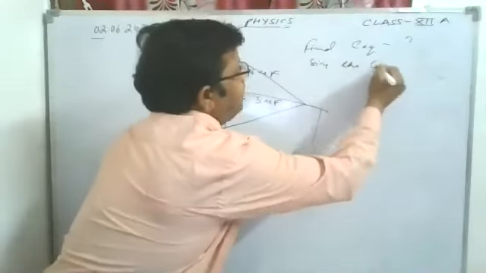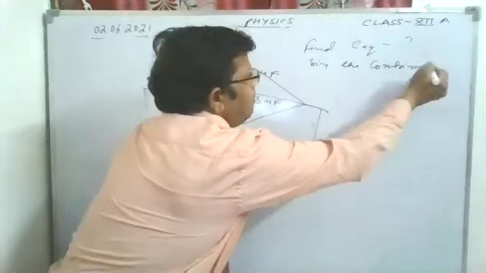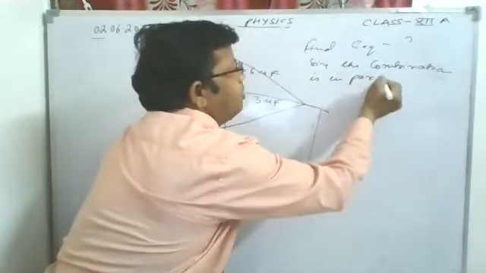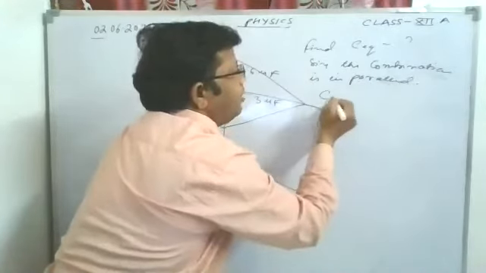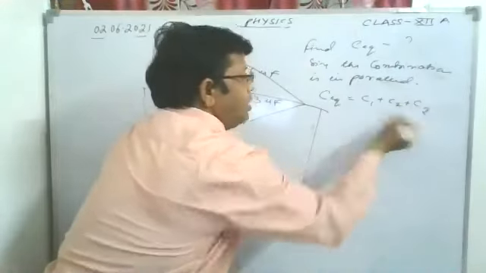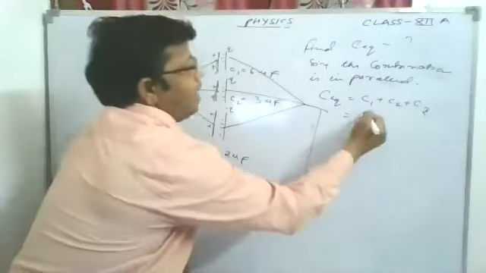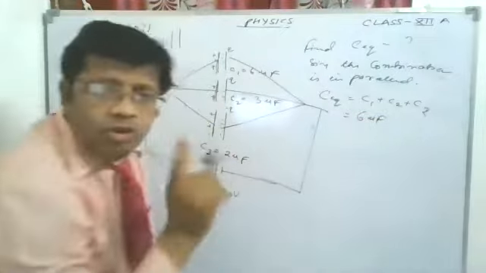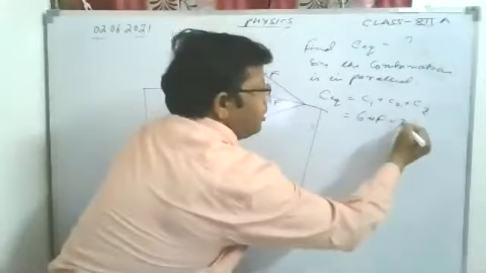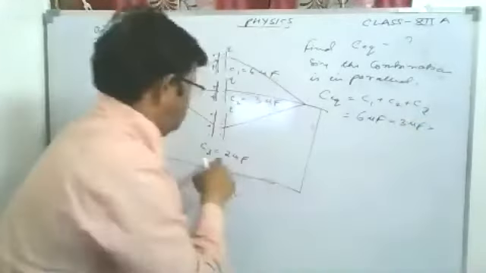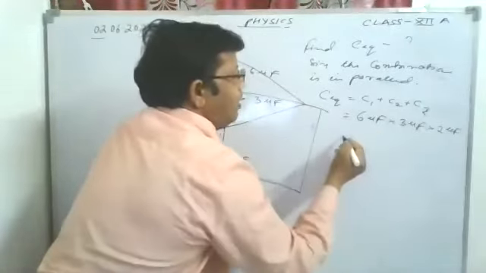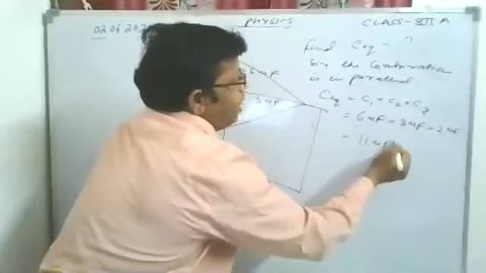Since the combination is in parallel, what is the equivalent capacitance formula we have derived? C1 plus C2 plus C3. So this is very easy. What is the first one? 6 microfarad. Micro means, you remember, 10 power minus 6. C2, 3 microfarad. And C3 is what? 2 microfarad. 6, 3, 9, 2, 11. So total is 11 microfarad capacitance.